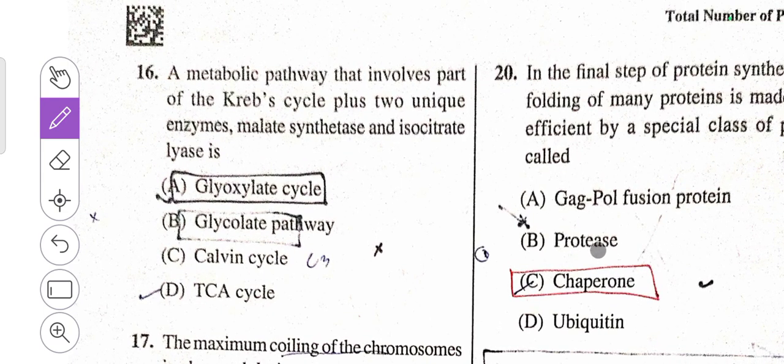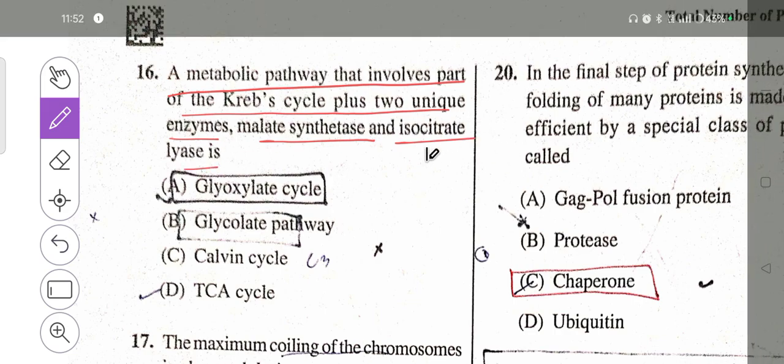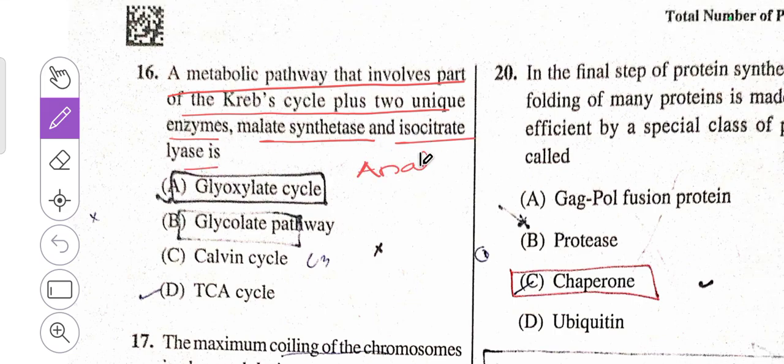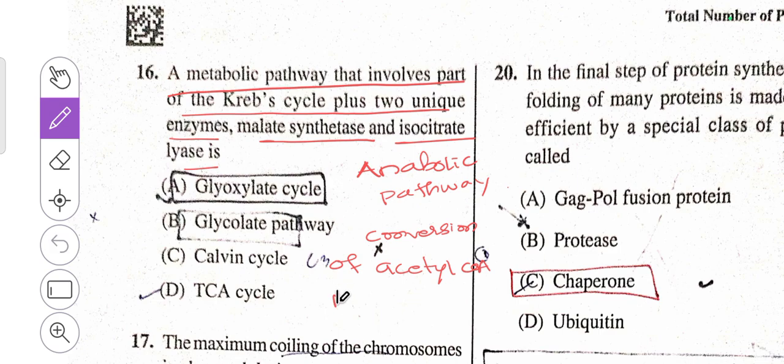Then 16th question. A metabolic pathway that involves part of the Krebs cycle plus two unique enzymes, malate synthetase and isocitrate lyase, is. So it is one of the anabolic pathways where the conversion of acetyl CoA to succinate takes place for the synthesis of what? That is carbohydrate.